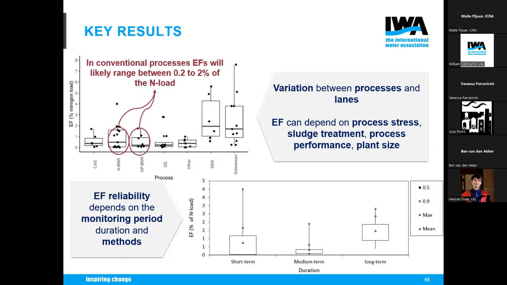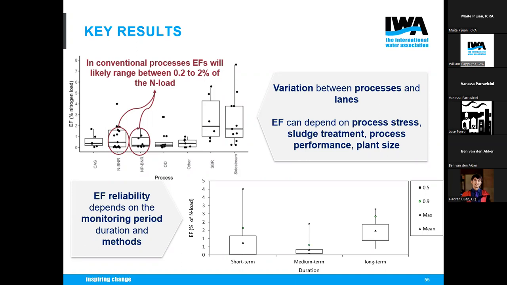But are all these emission factors reliable? In the figure at the bottom, you can see the emission factor values with respect to the length of the monitoring period. The average emission factor for long-term campaigns is equal to 1.7% of the nitrogen load, whereas monitoring campaigns lasting less than a month have an average emission factor equal to 0.7%. This is exactly because emissions can vary significantly during the year, and this can greatly impact the reliability of the emission factors we have quantified. Specific patterns of N2O emissions have also been identified.